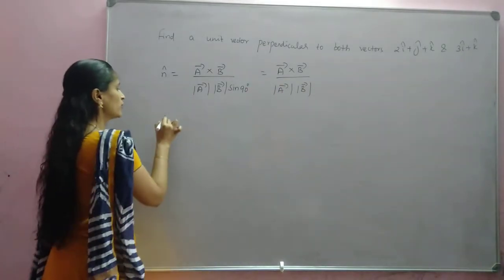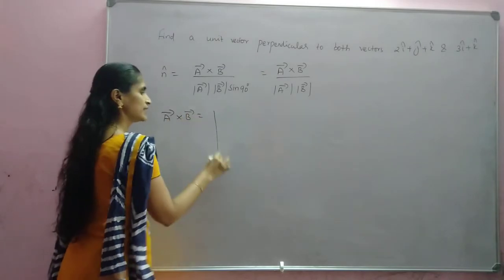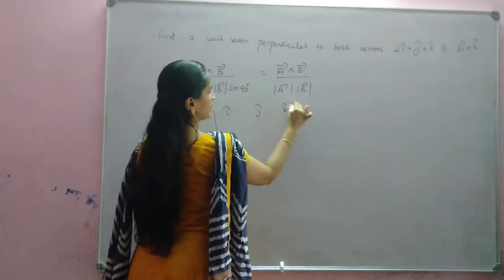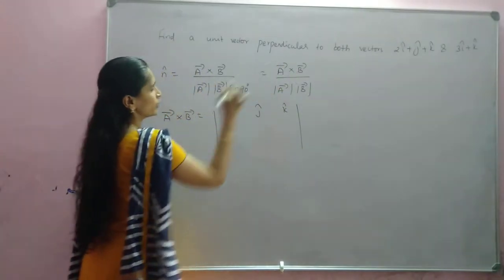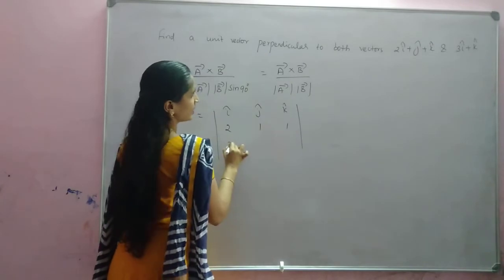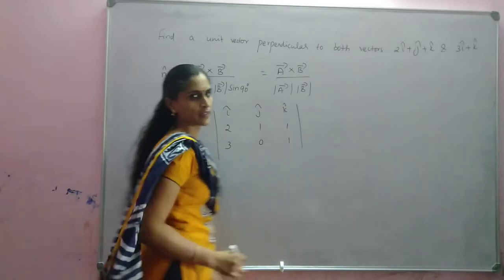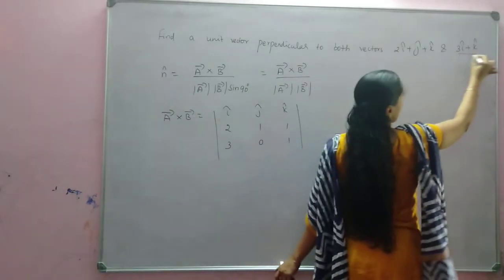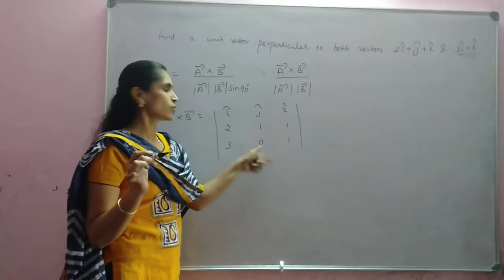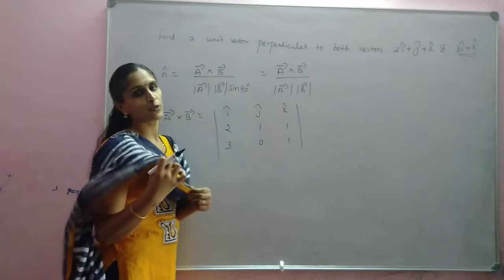So first of all we can find a cross b. How to find a cross b? Determinant i, j, k. Corresponding to a we can write 2, 1, 1. 3, j component is not there, 0, k component is 1. Okay, here 3i plus k. So here 3i is there but j component is not there, that's why we have to write it as 0. Whichever component is absent, we have to write it as 0.